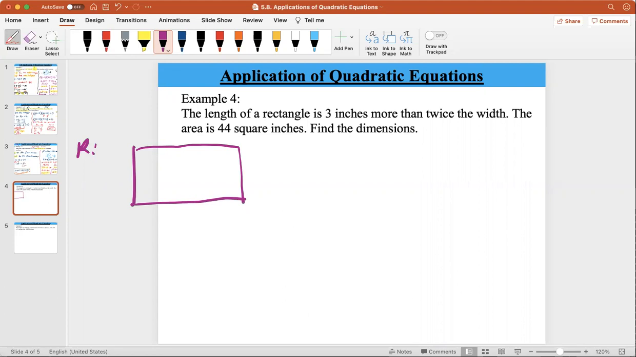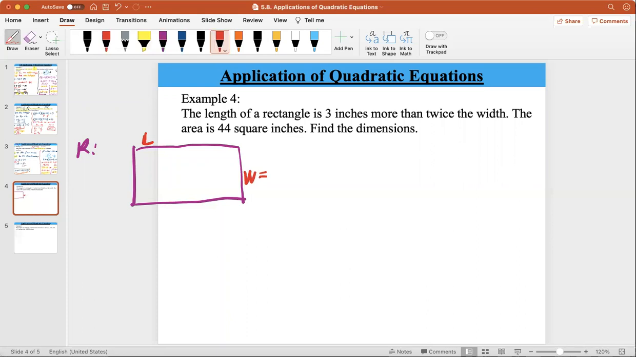The dimension of a rectangle includes your length and what? Length and width. So the longer side, let it be your length, and the width will be your shorter side. One of these is x. What do you think is x? Well, we have to focus on the first sentence.